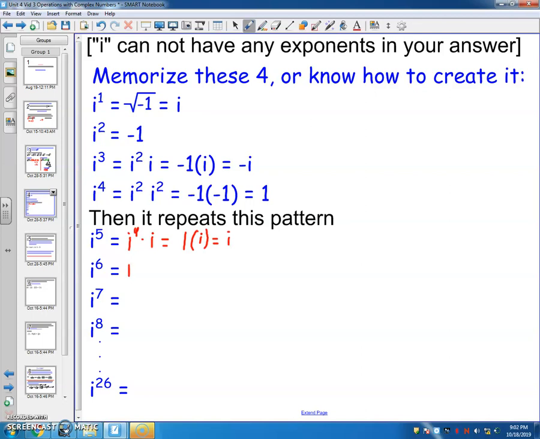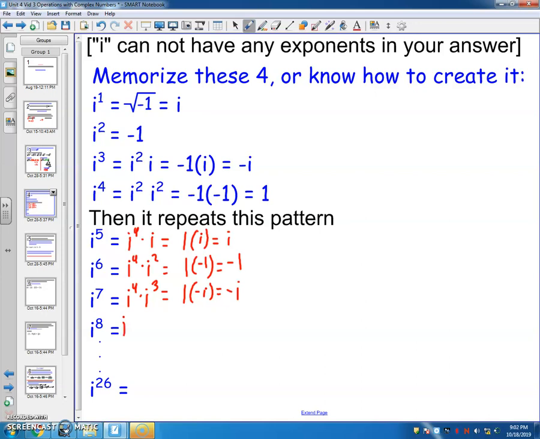i to the 6th is really just i to the 4th times i squared. i to the 4th is 1. i squared is -1. So 1 times -1 is -1. i to the 7th is i to the 4th times i cubed. So we know that's 1. i cubed, we know earlier, is -i. 1 times -i is just -i.